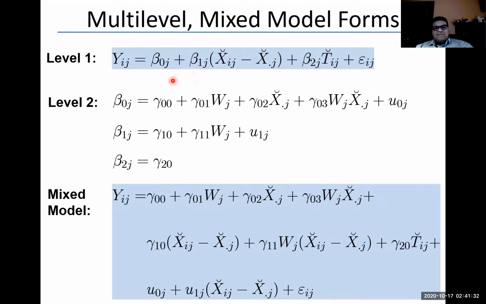But it's not these, though, that are estimated. We can ask the model to give us realizations of these, but really what are estimated are these gammas. That is what is estimated. And so this mixed model is what is estimated by all the multi-level packages. Although there are a couple of packages, like MLwiN and HLM, that will show you the level 1, level 2 representation of the model. Okay. But even in those packages, really what's being modeled is actually this equation right here.